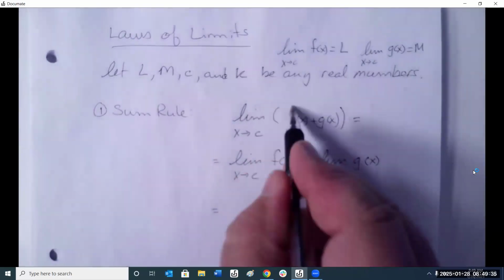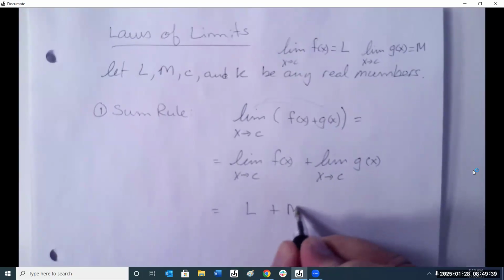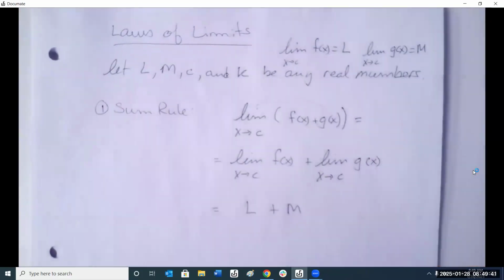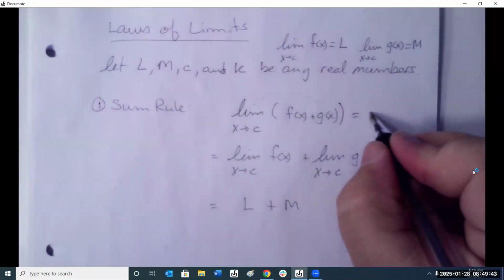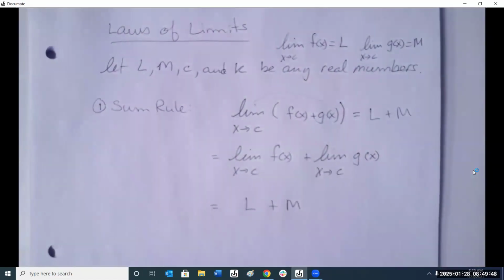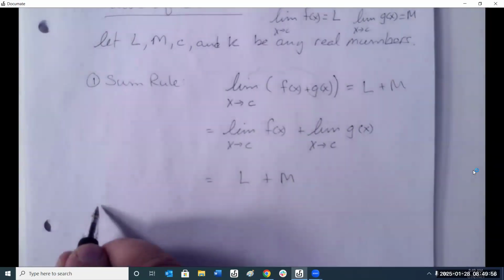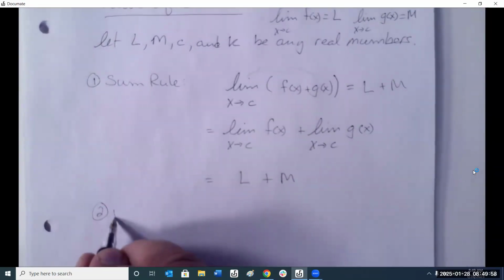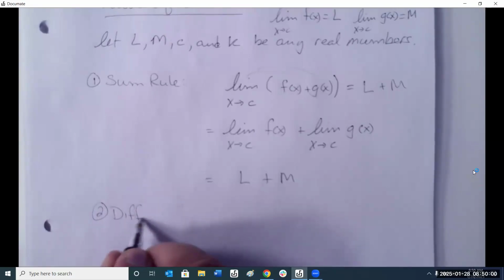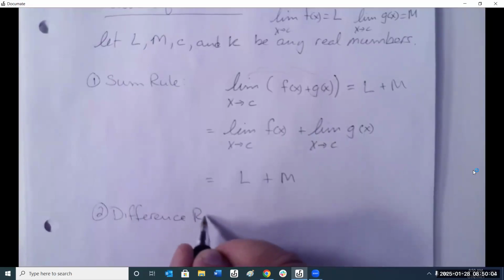In other words, you could say we distribute. So that becomes L plus M. So if we have a sum of two functions and we take the limit, we could just take the limit of each one separately. It works also with differences. We call that the difference rule.